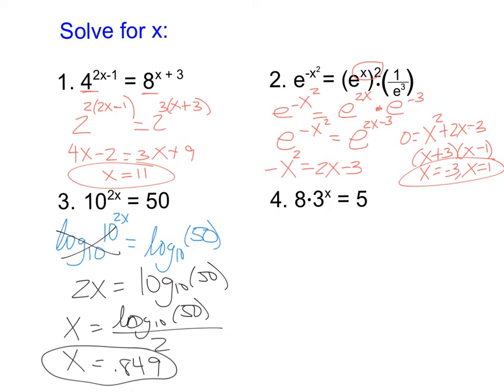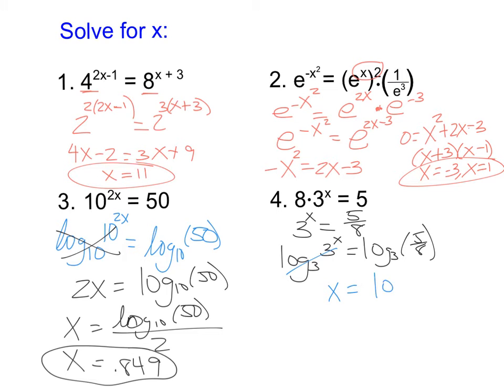All right, so now I'm going to divide by the 8. You want to isolate your exponential. So now you have a couple options. If we don't care about the decimal, we can just do log base 3 of both sides. So in that case, x equals log base 3 of 5 over 8. The problem is the calculator doesn't do that for you. I think some of the nicer ones do, but I don't have that calculator.